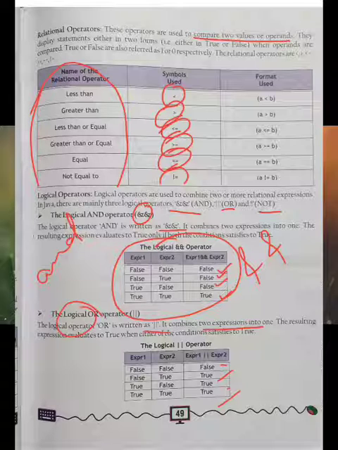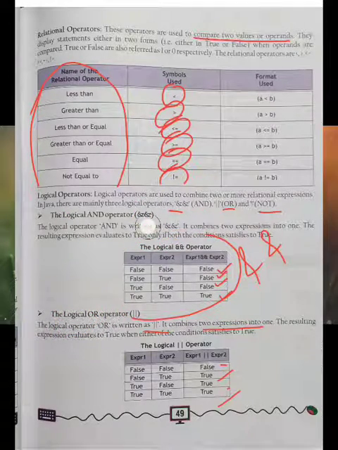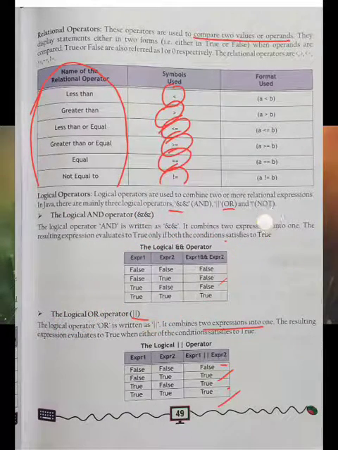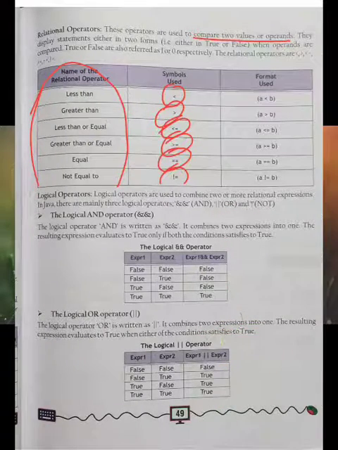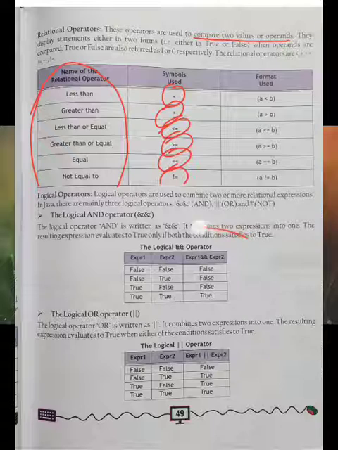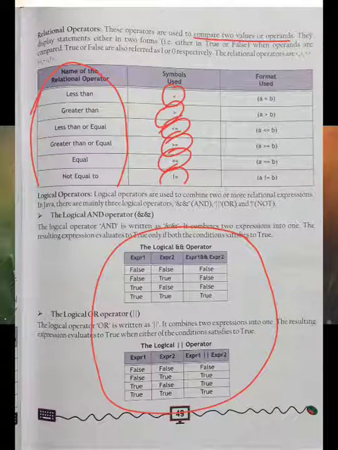Hope this truth table is clear to you, and next we will move to the next topic. You should learn this truth table. You should learn the truth tables of both logical AND and logical OR. Now let us move to the next page.